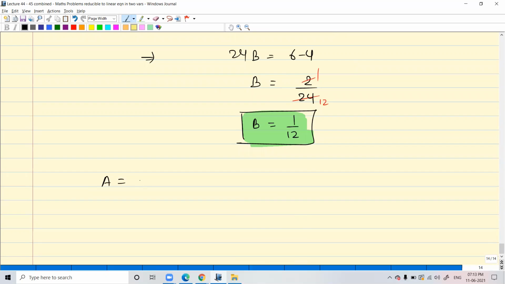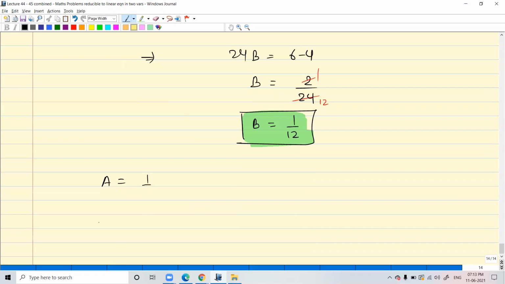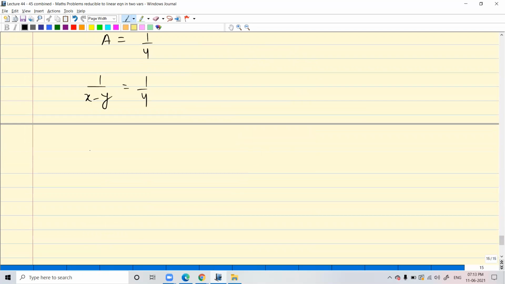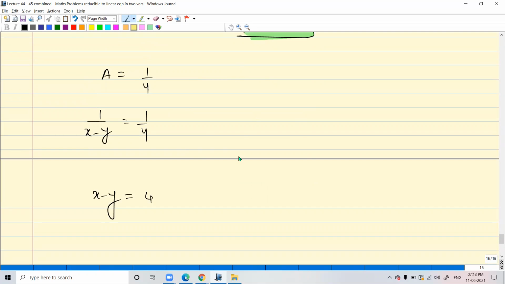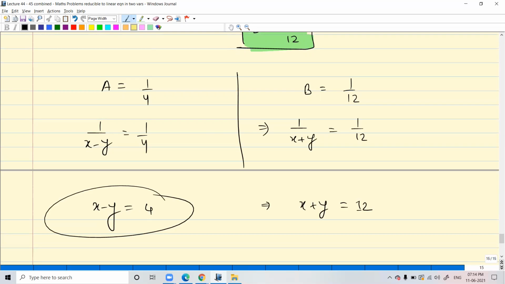So a is, what was that, 1 by 4? Okay. If a is 1 by 4, it means 1 by x minus y is 1 by 4. So x minus y is equal to 4. This is one part. b is equal to 1 by 12. So from this we get x plus y is equal to 12. Is everyone okay with this? Tell me.